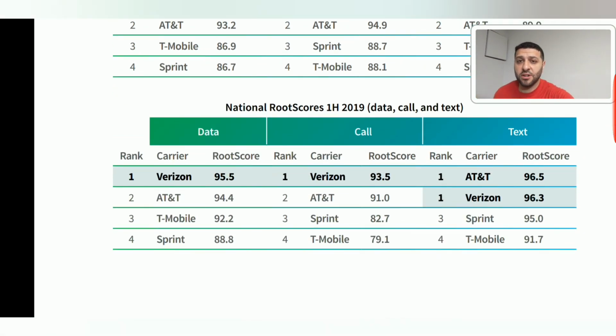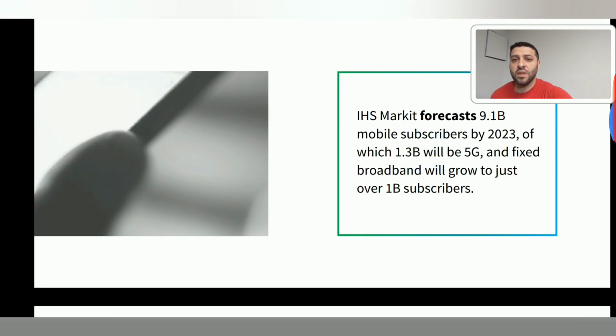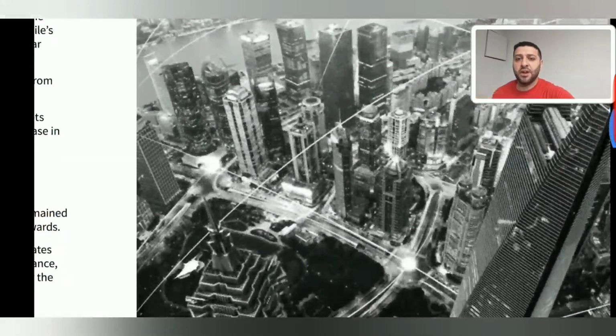National RootScore in terms of data, call, and texting as individual segments. Verizon, and then AT&T and Verizon there. You guys can pause the video to take a look at that graphic. All right, next page of the PDF.